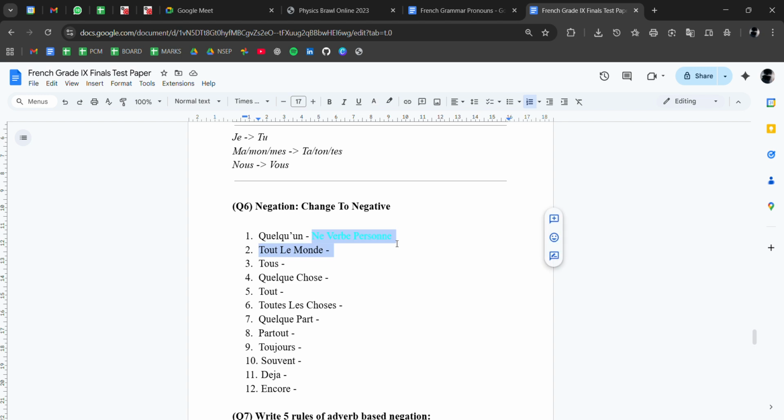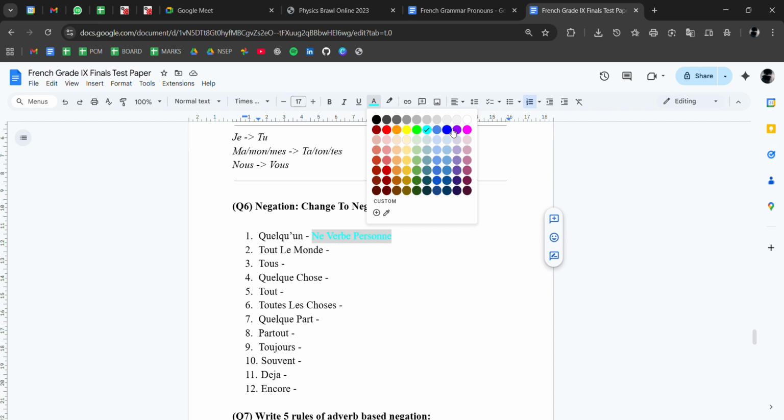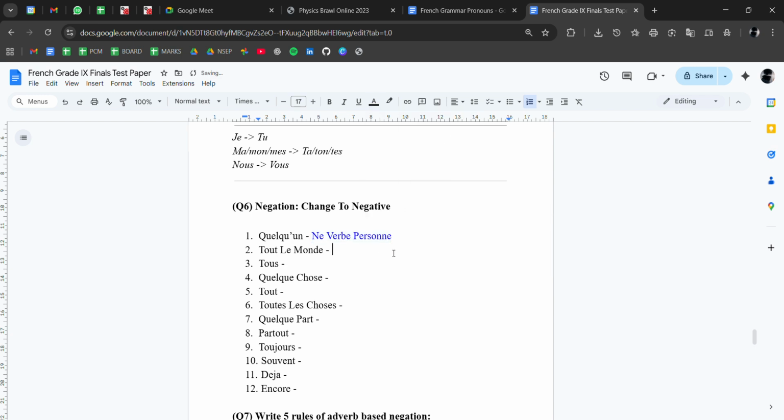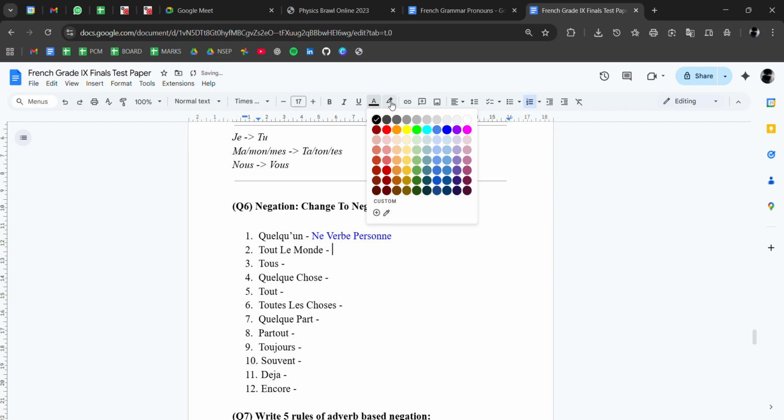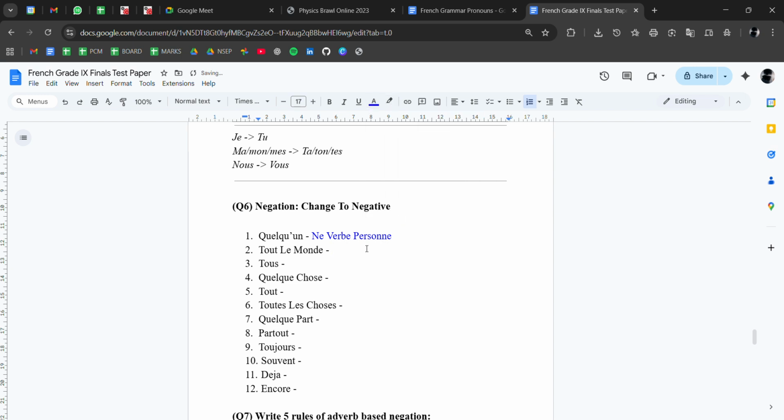So the verb is basically surrounded by ne and personne instead of the normal ne pas. I take a different pen color because that is not really legible. Then, tout le monde, all the world. This ultimately also takes the same as above, that is ne verb personne. The verb is placed between ne and personne instead of ne pas. Tous also takes the very same ne understood, where the verb is then placed, and personne.